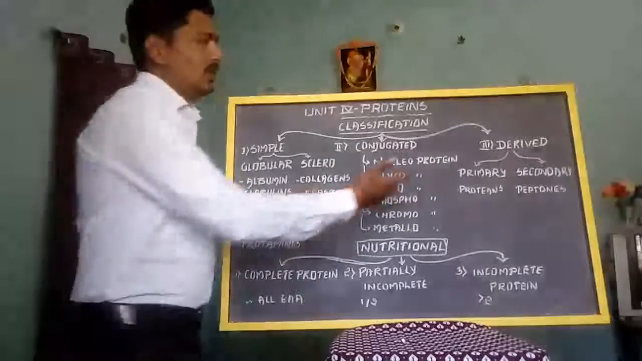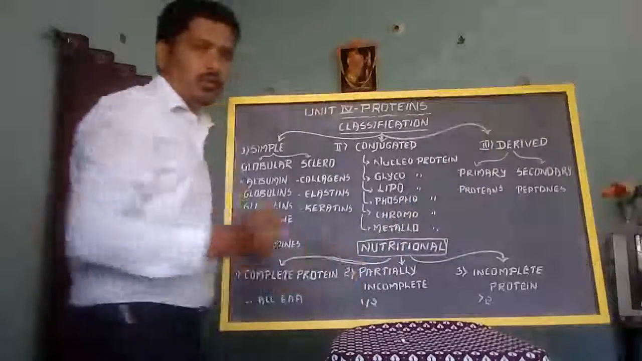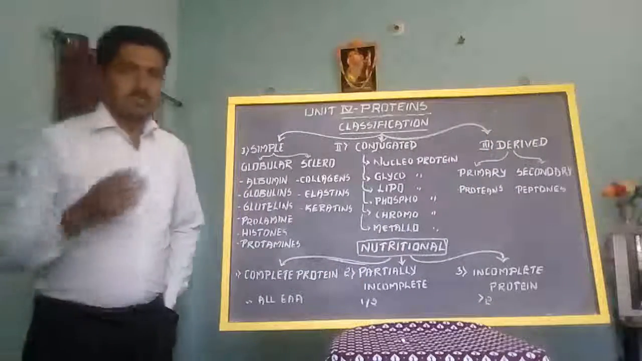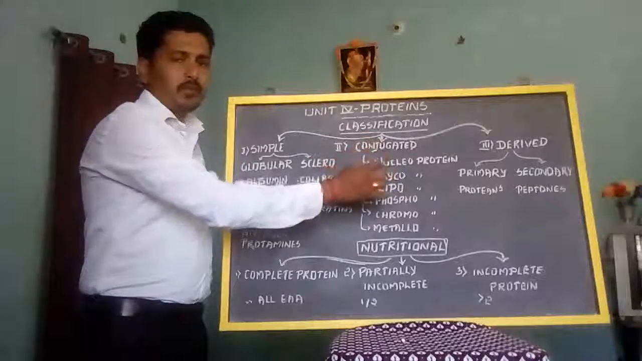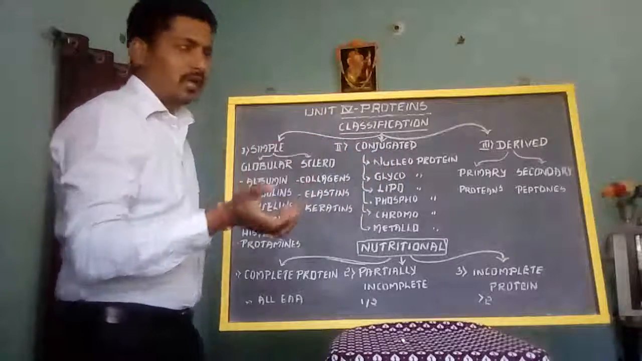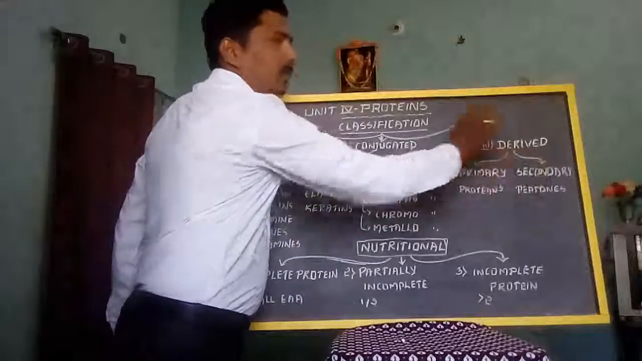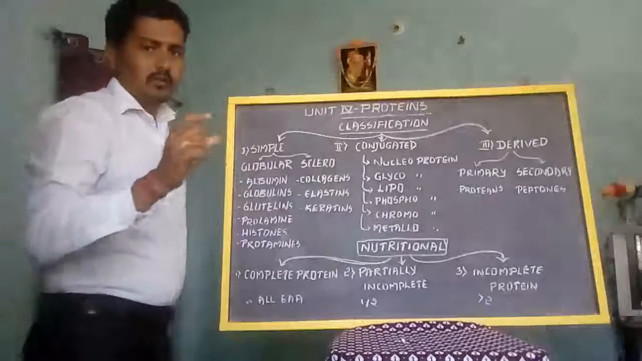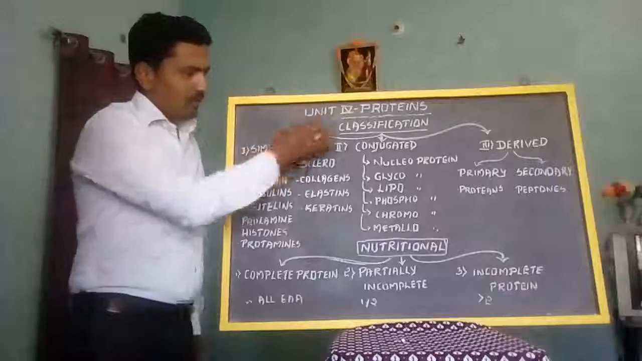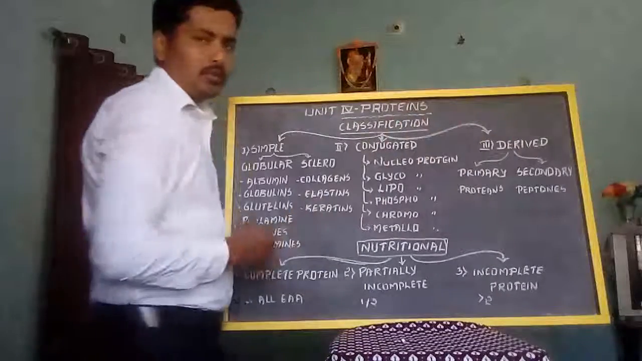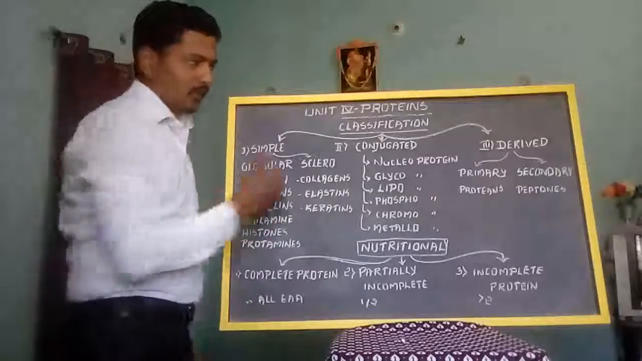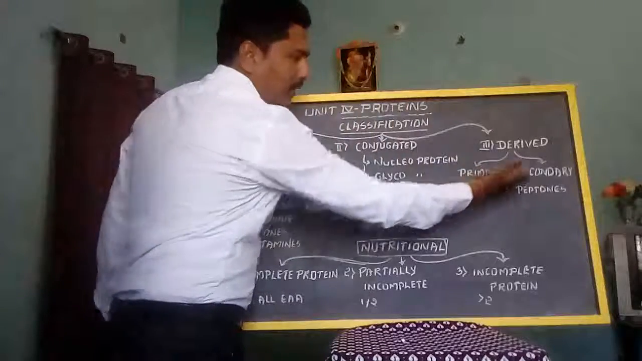And lastly we will see the derived proteins. What do you mean by derived protein? By the reaction between the simple and conjugated proteins, the product we get becomes a part of derived protein. When there is a reaction between simple and conjugated protein, the product we get is derived protein. Among the derived proteins, we classify them as primary and secondary.